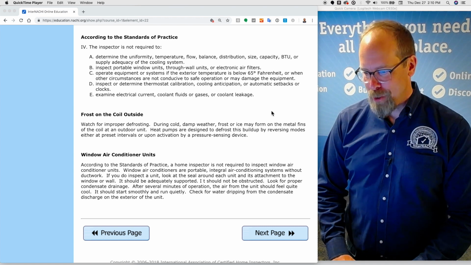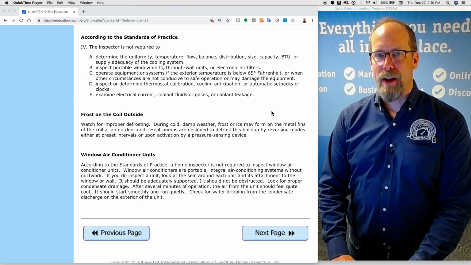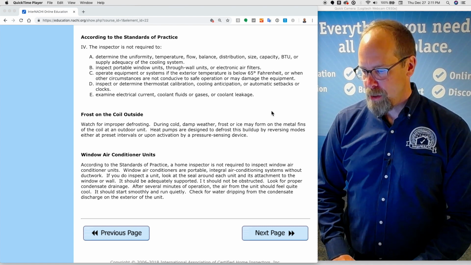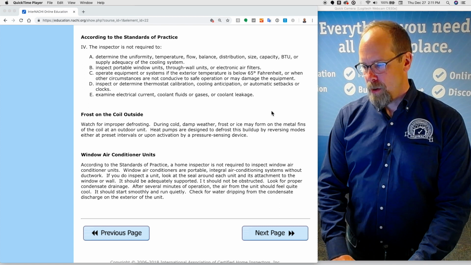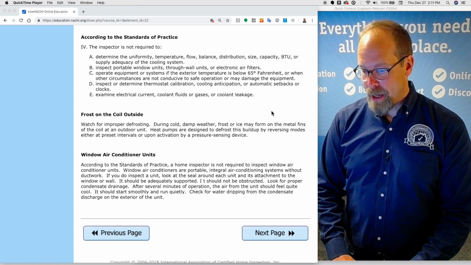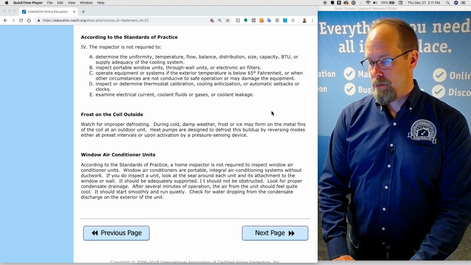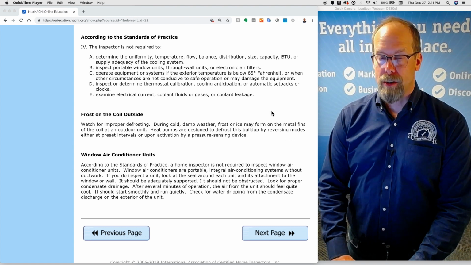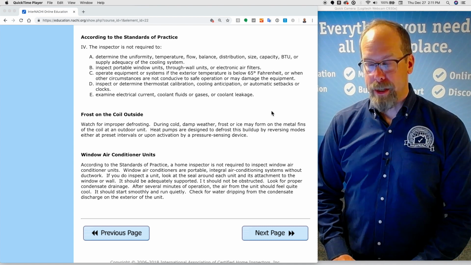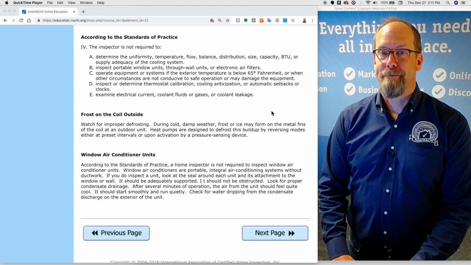The home inspector is not required to operate equipment or systems if the exterior temperature is below 65 degrees Fahrenheit, or when the circumstances are not conducive to safe operation or may damage the equipment. The home inspector is not required to inspect or determine thermostat calibration, cooling anticipation, or automatic setbacks and clocks. And the home inspector is not required to examine electrical current, coolant fluids or gases, or coolant leakage.